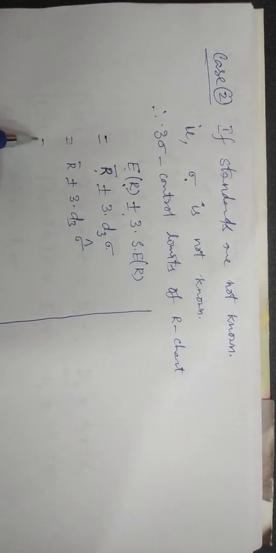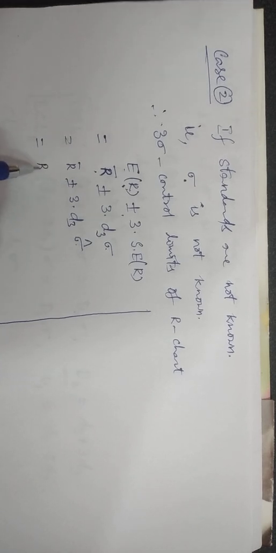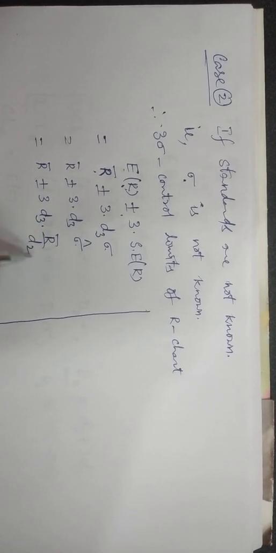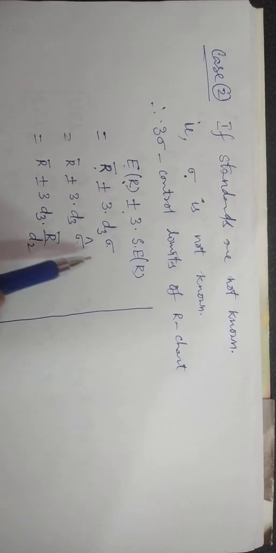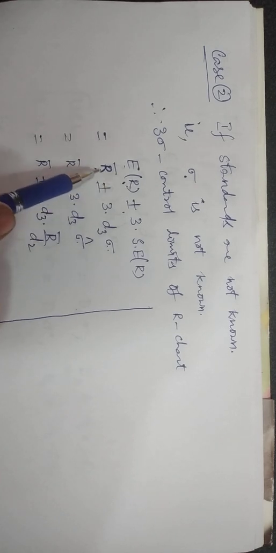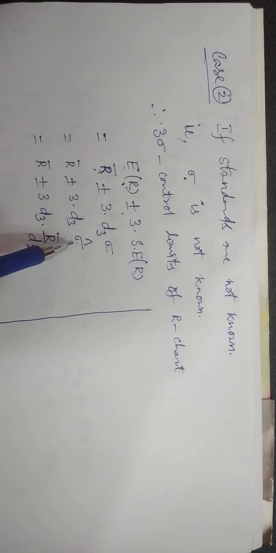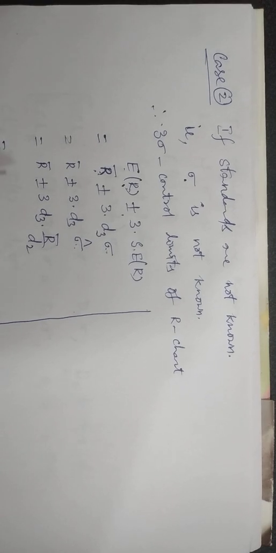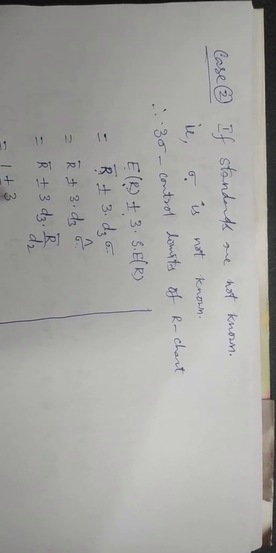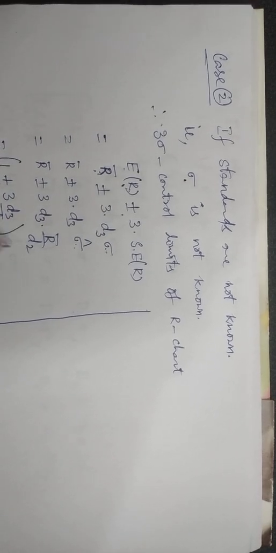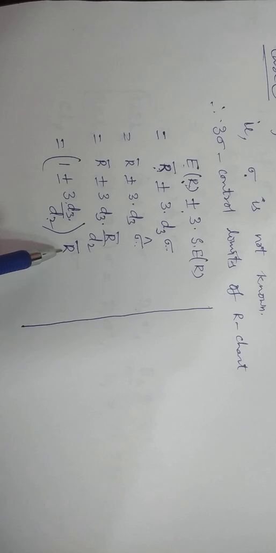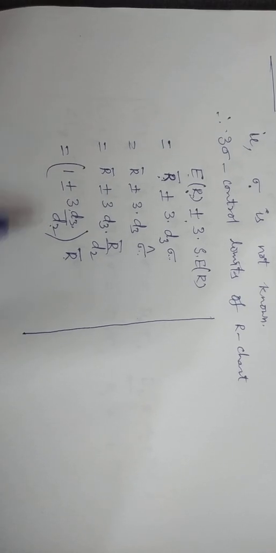It is to be estimated, hence it is sigma cap, the estimated value of sigma. It is R bar by d2. Hope you now understand the pattern I am writing. This is d3 sigma, this is R bar. Expectation of R is R bar, and sigma, because it is not known, is replaced by sigma cap, which is R bar by d2. Now take R bar common. The remaining values are 1 plus or minus 3 d3 by d2, multiplied by R bar. These are the control limits.